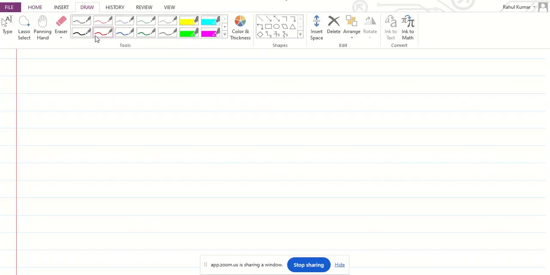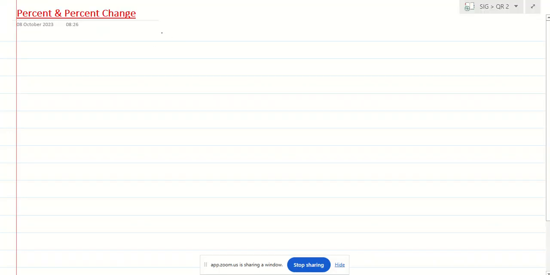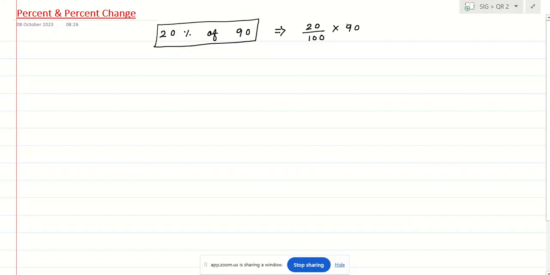Let me take the black ink. Let's say I'm telling you to find 20% of 90. So very simple to find. How do I find this one? Tell me. 20 by 100 into 90. That's all. 20 divided by 100 into 90. Correct? I'll get the answer.